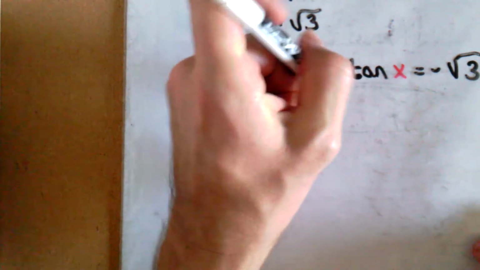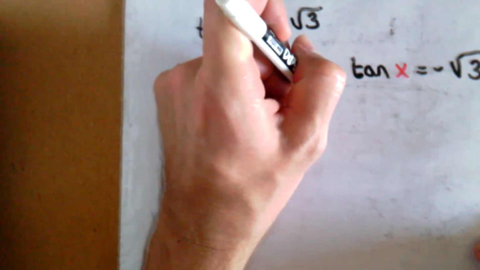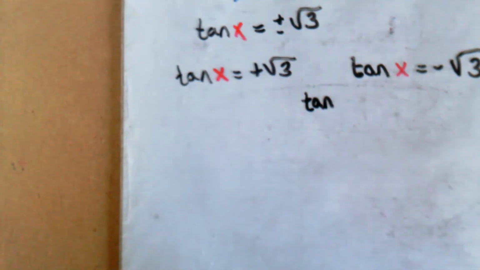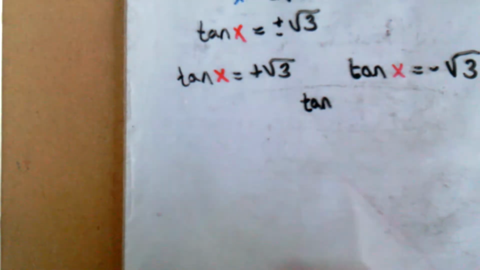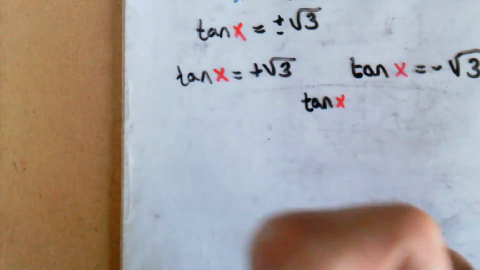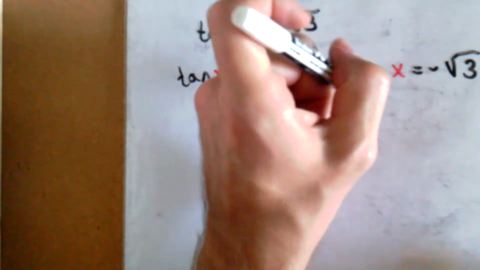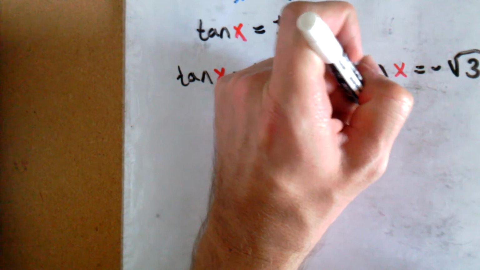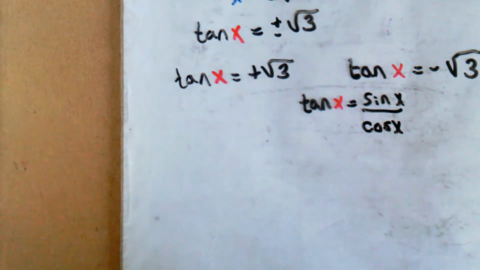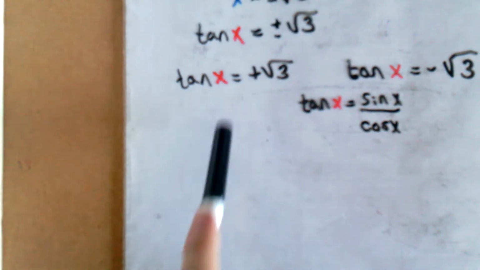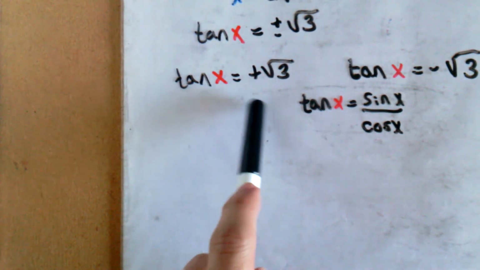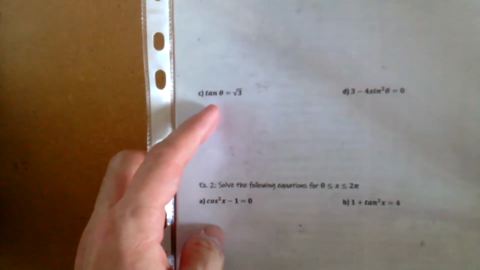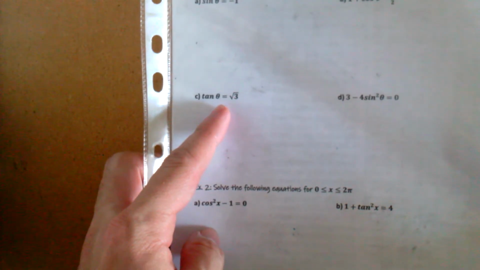So let's go ahead and write that here. Tangent x equals sine over cosine. Now, this problem might look familiar to you. Tangent of x equals square root of 3. We actually did that one already in problem C. Tangent of theta equals square root of 3.